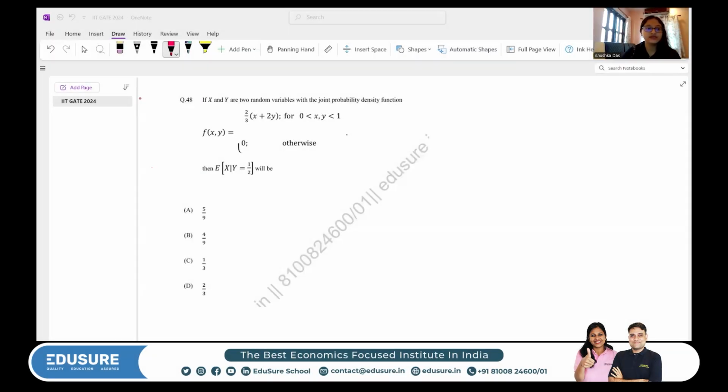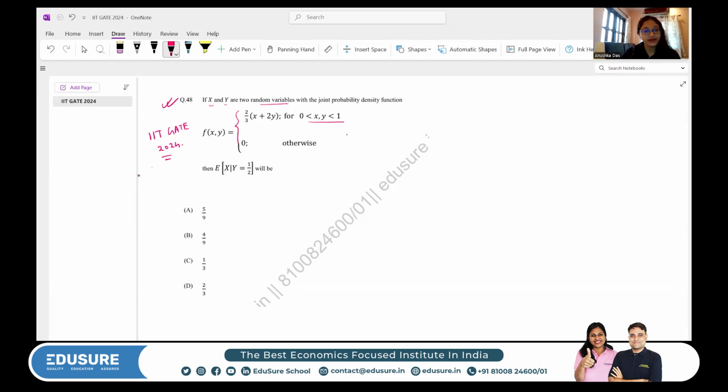Hi everyone. So this is question number 48 from IIT GATE 2024. It says if x and y are two random variables, so you have two random variables x and y with the joint probability density function as this. So this is the density function when x and y both are between 0 and 1 and 0 otherwise. So this is the density function that is given to you.